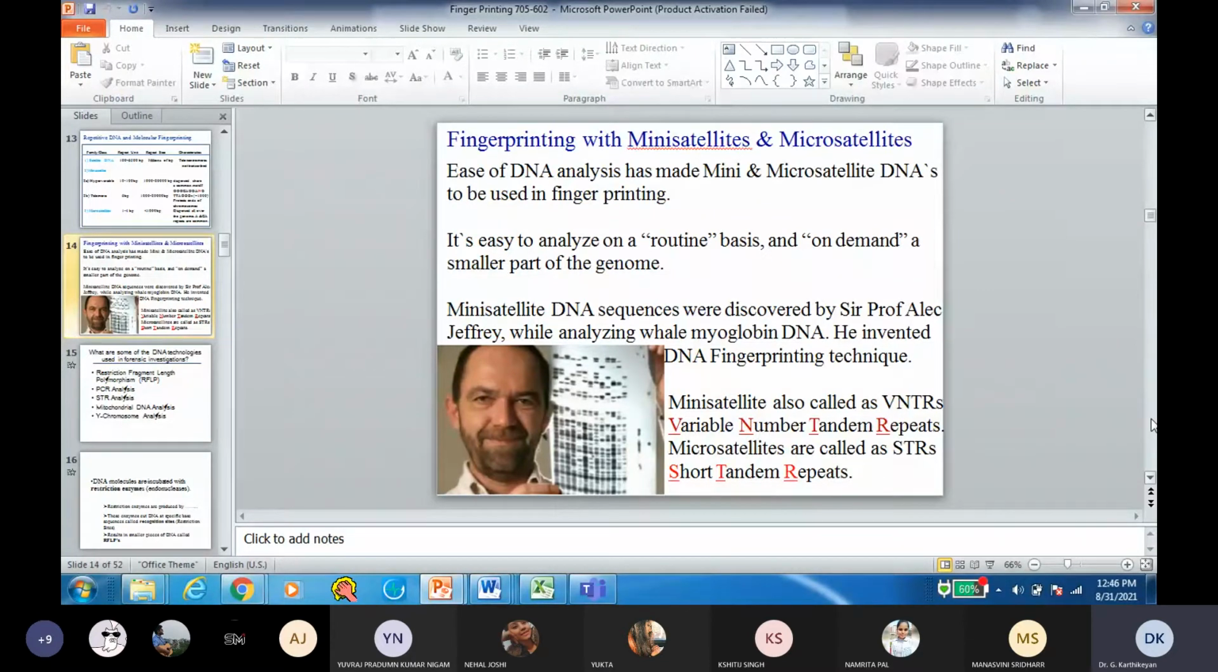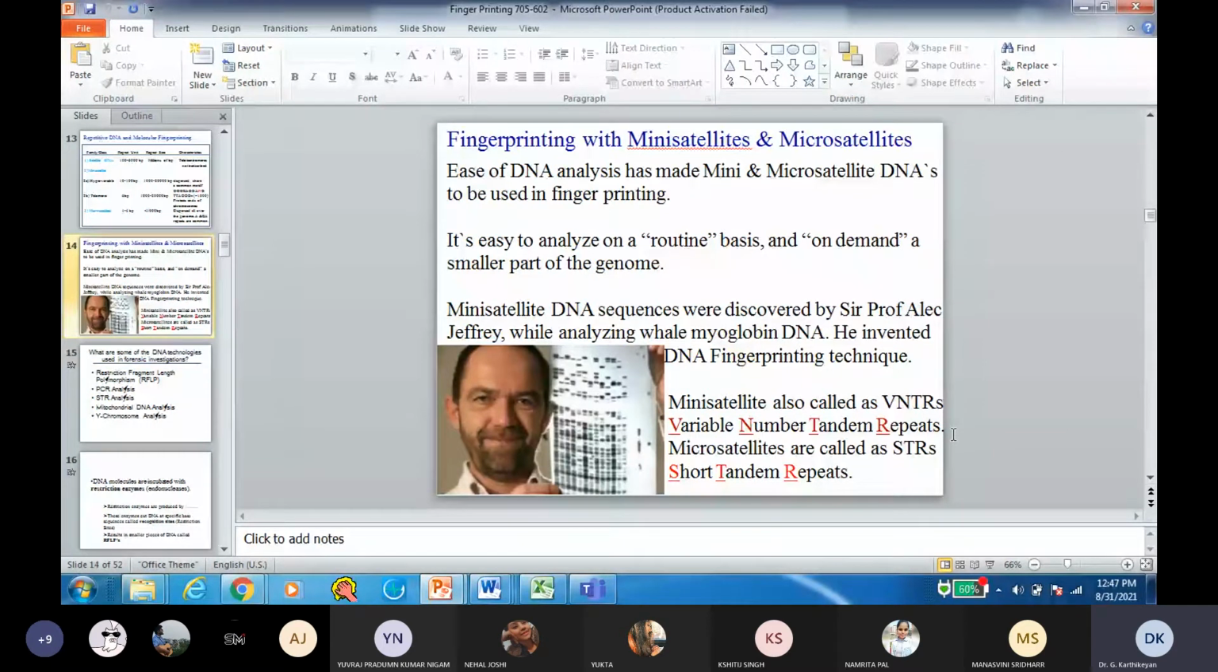Eventually, I think what people realized is that instead of sequencing the entire genome, it's easy to PCR out parts of the genome and use it for diagnostic purposes, which in the case of DNA fingerprinting is more than enough. It is foolproof, and it has been shown scientifically that by the use of DNA fingerprinting, you can identify individuals. Mini satellite DNA sequences were discovered by the scientist Alec Jeffreys while analyzing whale myoglobin DNA. So he invented this technique of DNA fingerprinting.